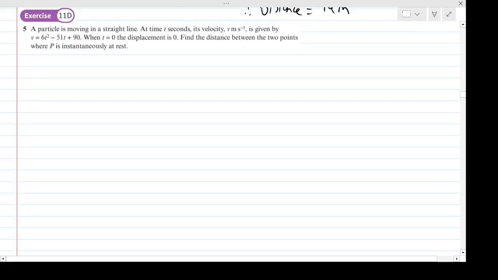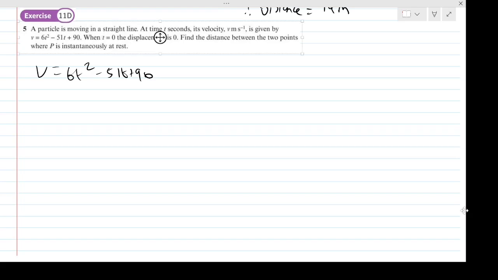Let's have a look at this question then. Here we're told a particle P is moving in a straight line. At time t seconds, the velocity is given by v equals 6t squared minus 51t plus 90. When t is 0, the displacement is 0. Find the distance between the 2 points when P is at rest. Rest is when the velocity v is 0.